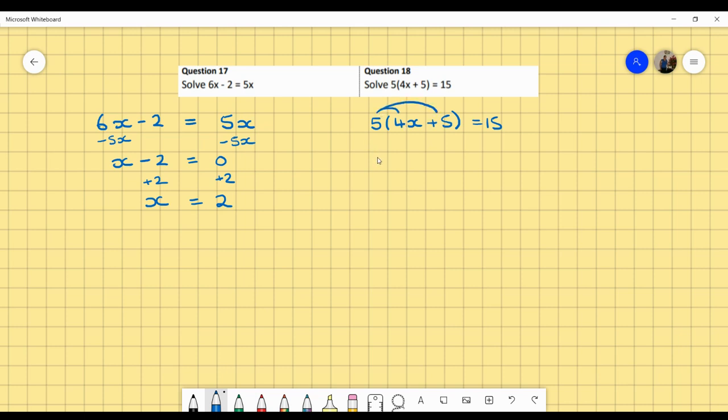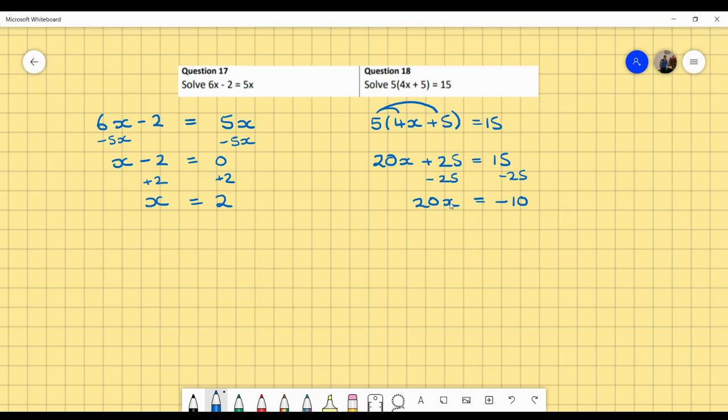So I'm going to do 5 times 4x gives me 20x, and 5 times 5 gives me 25, and then I have an answer of 15. And again, my aim is to keep the x on its own, so I want to get rid of the add 25, which means doing the inverse, so subtract 25 from both sides. So that now leaves me with 20x equals, and 15 take 25 is negative 10.